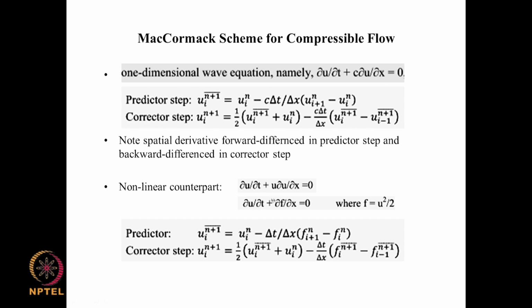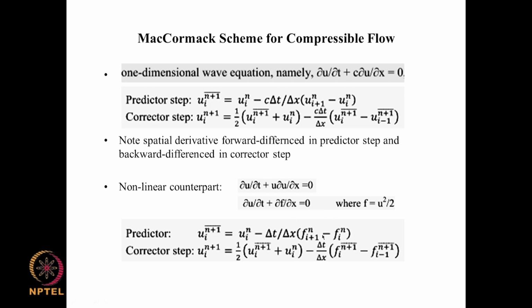Now, if you have an equation like this, the MacCormack scheme is applied in the following way. You had c here, now it is c equal to 1, and so you can write this as u_i^(n+1) bar equal to u_i^n minus Δt by Δx times the flux at i plus 1 minus the flux f at i at the nth step.